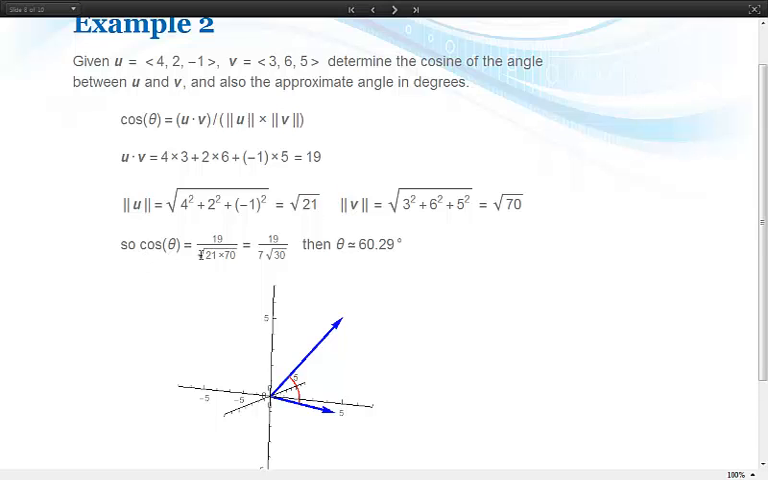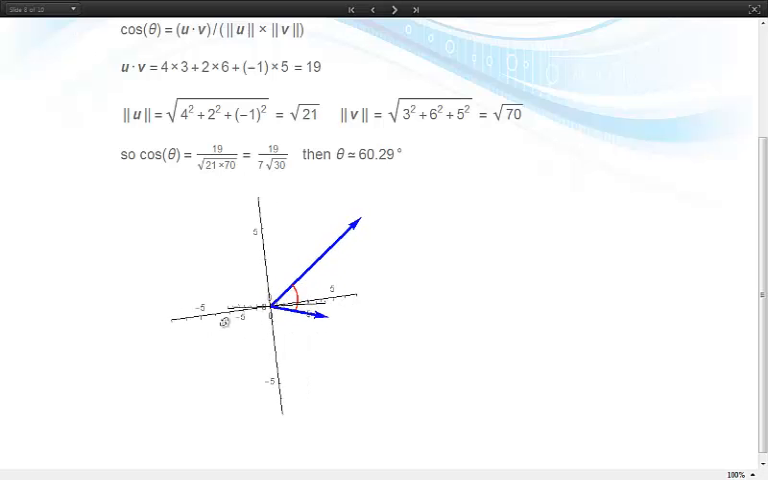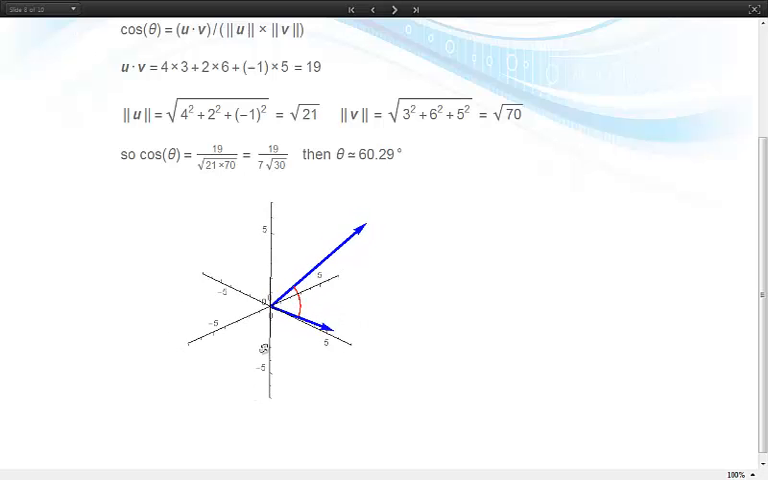We can use a calculator's arc cosine or inverse cosine, and we can see this angle is approximately 60 degrees. Now in this three-dimensional figure, we've actually drawn those vectors in three-dimensional space, and we can see that that angle looks like approximately 60 degrees.